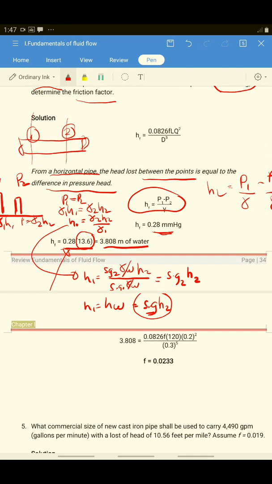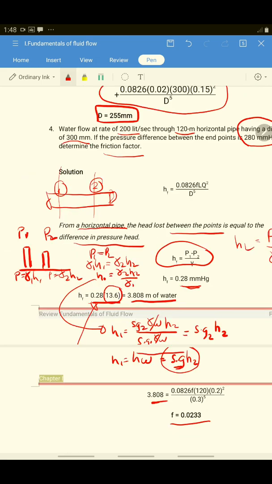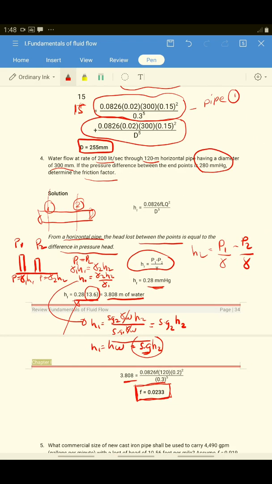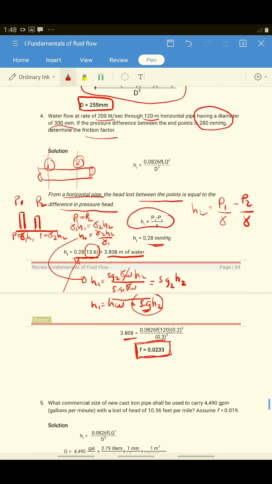Then, from the equation, we have the Darcy-Weisbach equation. Substitute it to the formula, then you can have the answer. F is equal to 0.0233. Okay? So I hope you understand.